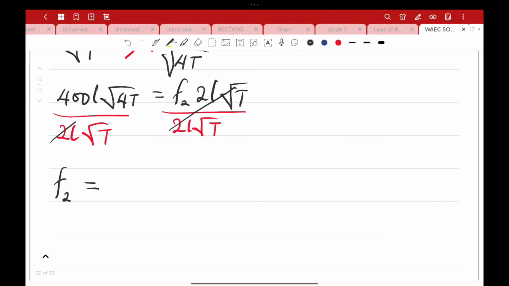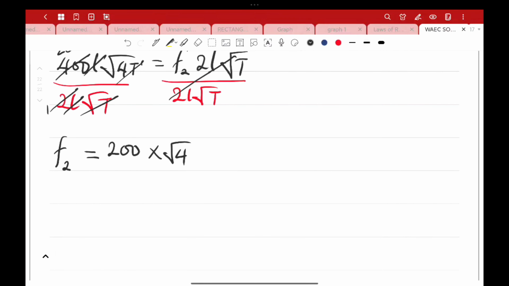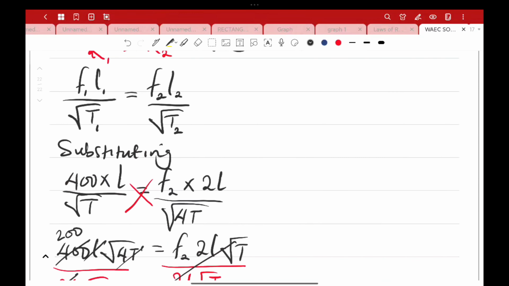We have 2 into 400 is 200. Then L will cancel out L. If you expand the square root of 4T, you can have the square root of 4 multiplied by the square root of T. So that square root of T will cancel out the square root of T. I hope you are following that. So the square root of T will cancel out the square root of T here. What is left? The square root of 4. So multiply by the square root of 4, all divided by 1. Is that clear? But of course, we are not bringing in 1 again.